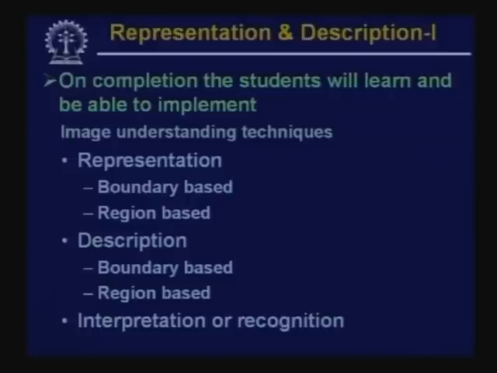So, the first such representation scheme that we shall consider is called chain code. As we said, this chain code is a boundary based representation scheme, and from this boundary based representation we can find out what are the boundary descriptors that are possible to obtain. So, let us see what this chain code is. The chain code is something like this.